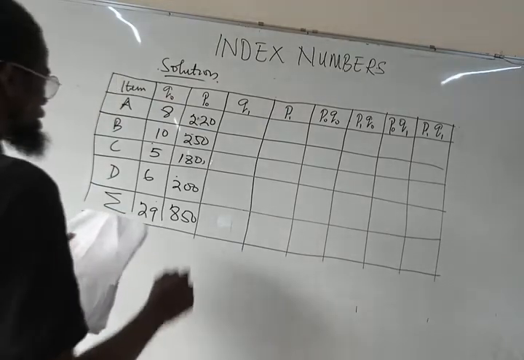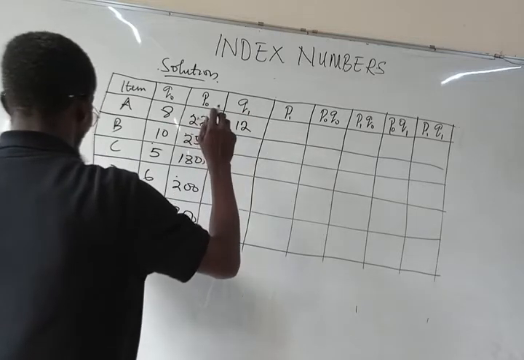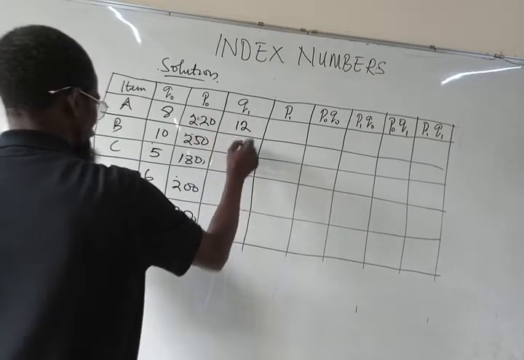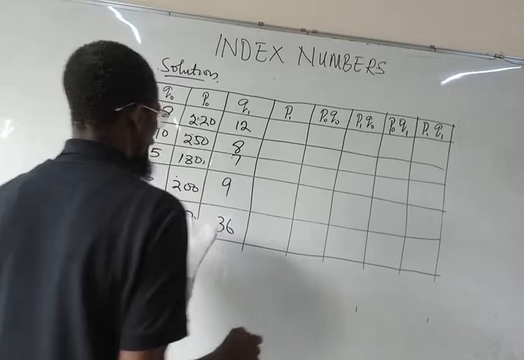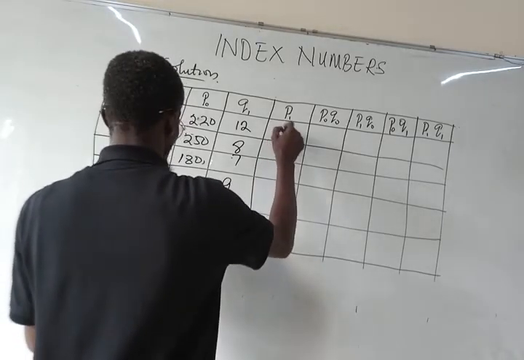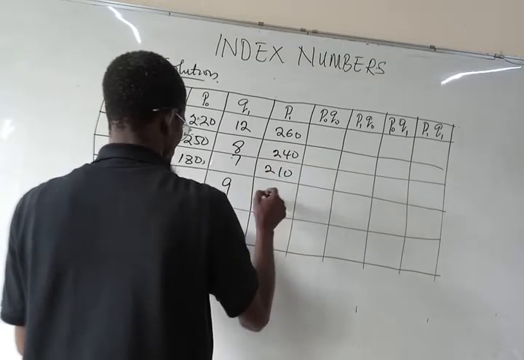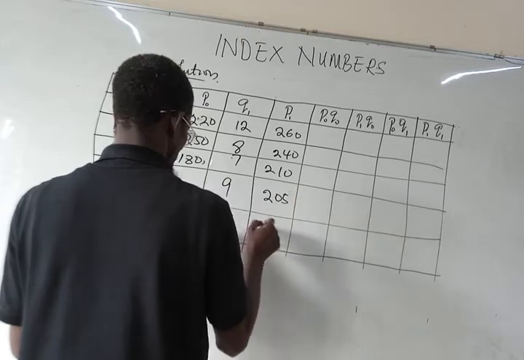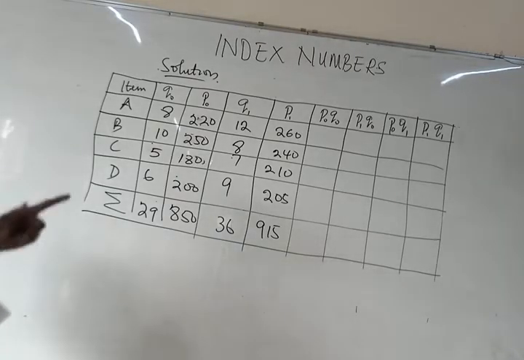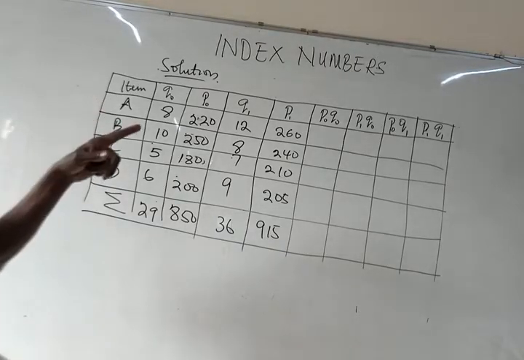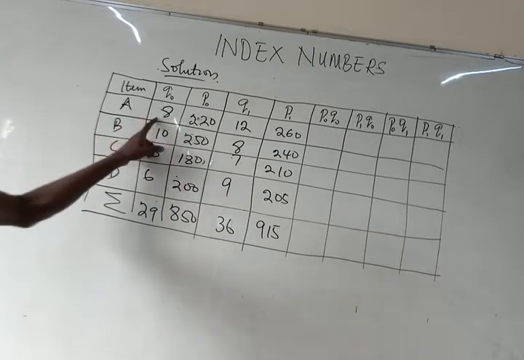Okay. Then under the Q1, the new year, the current year, I have 12, 8, 7, 9, and total is 36. Then my P1 there for the current is 260, 240, 210, and 205. Then 915. Then if you multiply, my P0, Q0 will now be multiplication of the first and second and third column.